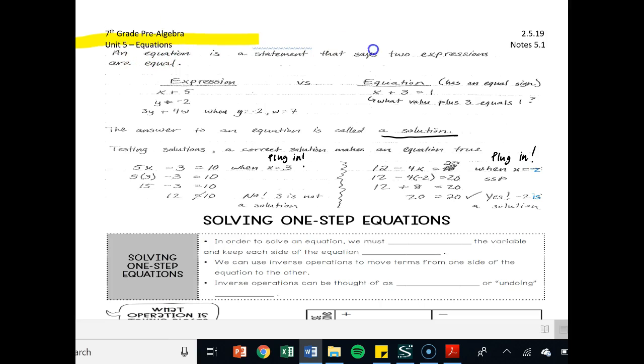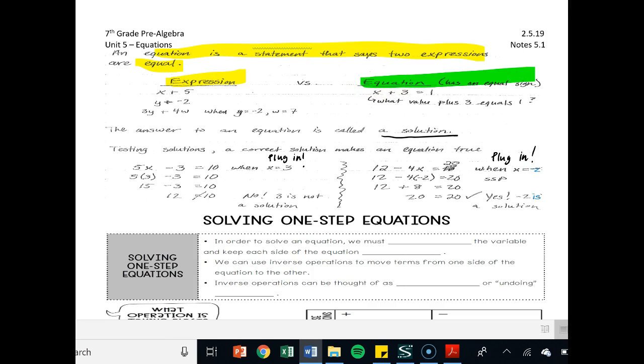So a couple things to understand right off the bat. An equation is a statement that says two expressions are equal. An expression is what we've been working with, and that's when we've got a variable, an operator, and a number. An equation is something a little bit different. It's got an equal sign. So remember, expressions no equal signs, equations equal signs. Basically, we are now trying to find out what the variable is equal to make this statement true. So the answer to an equation is called a solution.